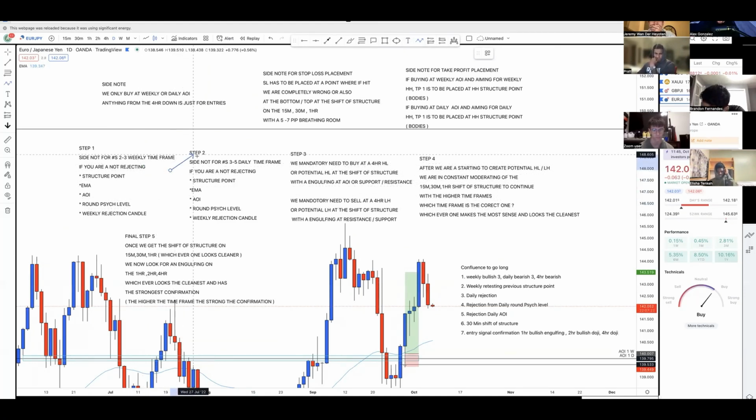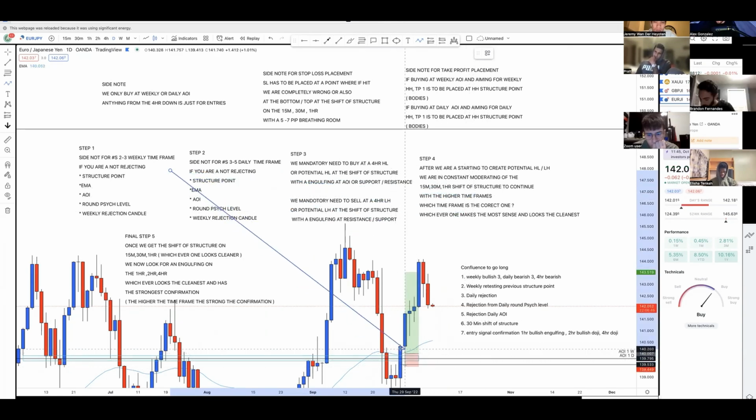Step 2, for confluences on the daily time frame, we need to mark up whatever's here. After we understand where we are in the daily time frame, we then mandatorily buy at a higher low or sell at a lower high. This is where we'll wait for the shift of structure. As we wait, we constantly monitor the 15-minute, 30-minute, or 1 hour for the shift of structure to continue with the higher time frames.